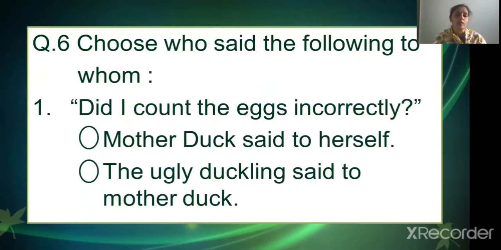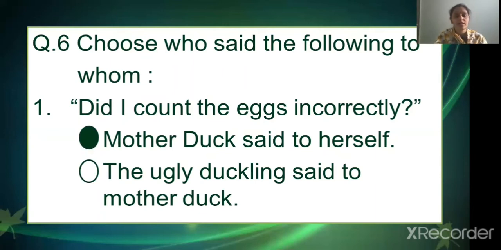Choose who said the following to whom. Read the statement and understand and decide who said the following statement to whom. Did I count the eggs incorrectly? The options are Mother Duck said to herself. The second option is the ugly duckling said to Mother Duck. Now tell me who said this. Very good. Mother Duck said to herself. Yes. So let's click the answer.